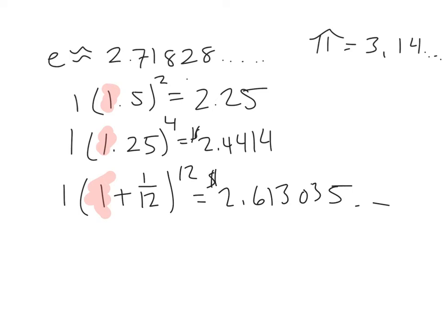Now, what they did is they then took this equation, 1 plus 1 over n, raised to the n, because they noticed that these values right here, the 12 and the 12, were the same, so they said n and n.